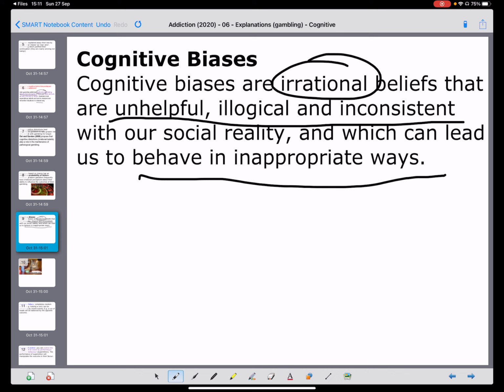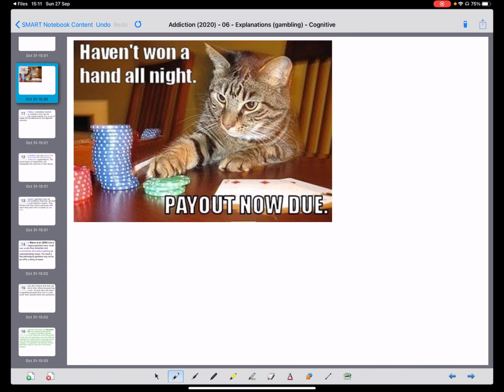Now, just to lighten the mood, we have this silly picture of a cat gambling. Yes, I'm obsessed with animals gambling, you could say, but if you really look at what it's saying, it says, I haven't won a hand all night. Payout now due. That perhaps refers to this dysfunctional thinking of believing that the world is just, that ultimately, if I just bide my time, I will ultimately get what I deserve. However, maths, or the objective nature of failure, means that I don't deserve anything any more than anyone else.